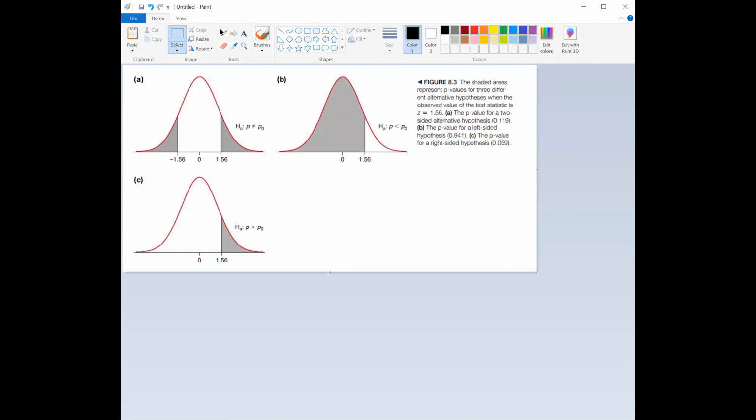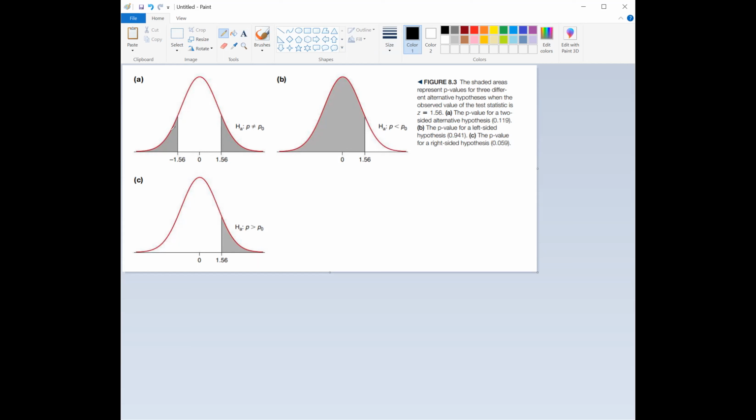All right, and so here you can see the three different cases. So in each of these cases, the test statistic is 1.56. All right, so if you've got a 1.56 test statistic, that's the result that you got. Well, I'll talk more about that in a minute. So what you want to do is find the probability that goes along with that test statistic. And the way that you do it is you find the area under the curve.